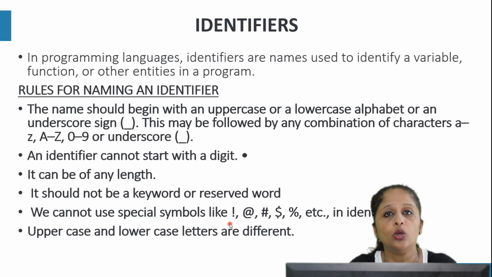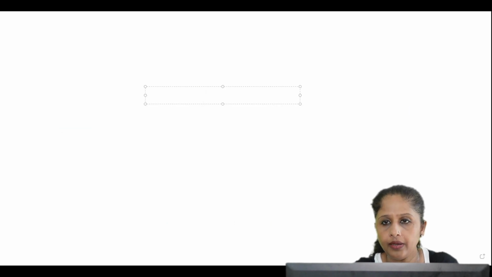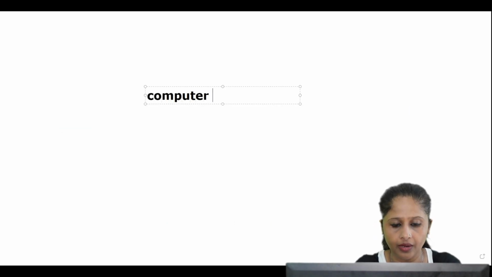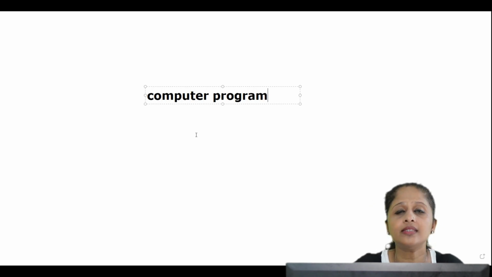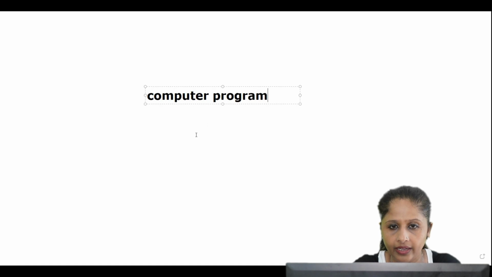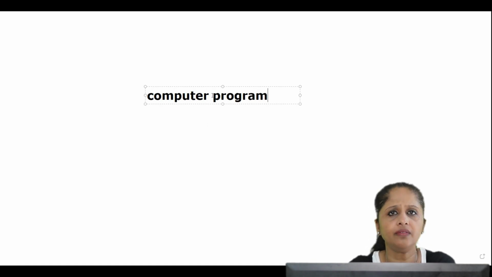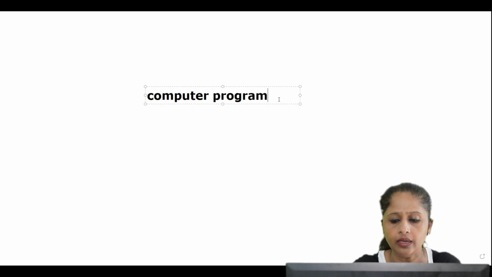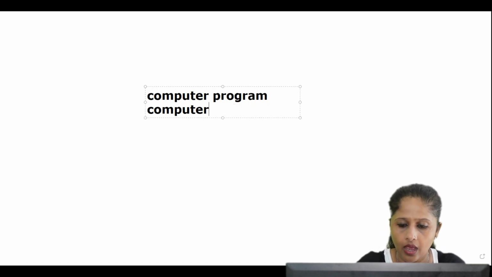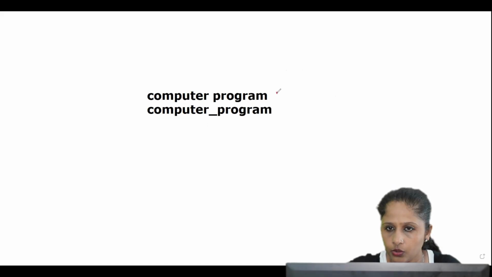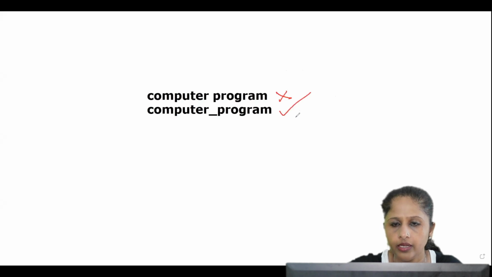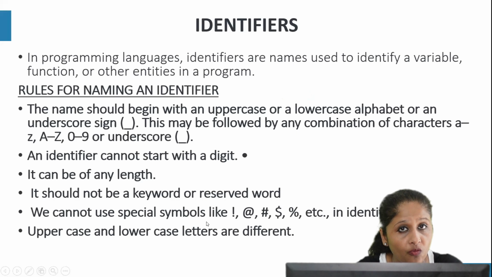Even the space also. That is, for example, here I am giving an identifier name, computer space program. So this is an error because in between computer and program there is a space. So white spaces are not allowed in naming an identifier. So here we have a space. So if you want to give a lengthy name like this, then you can give it as computer_program. So this one is wrong and this is right. So we cannot use special symbols and white spaces, but we can use underscore.